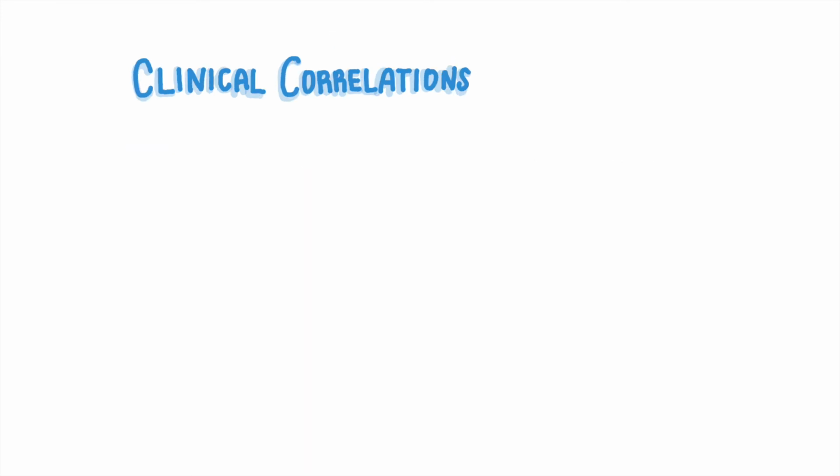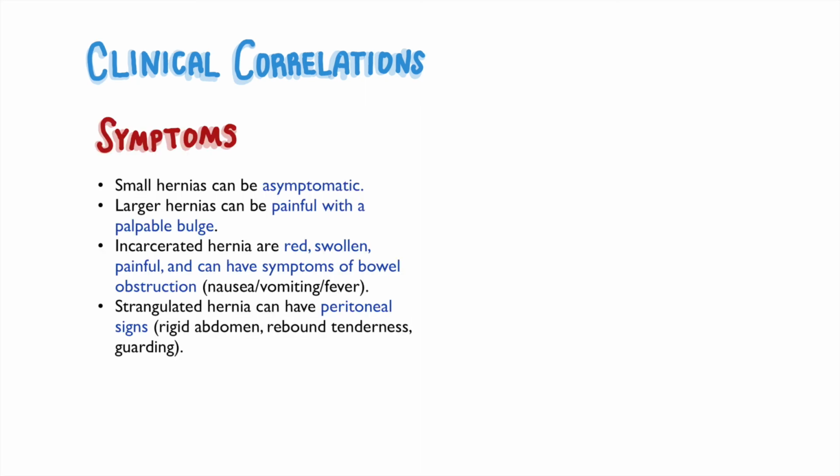Now that we know a little bit more about the anatomy of groin hernias, let's talk about some useful clinical correlations. For symptoms, small hernias can be completely asymptomatic, but larger hernias can be painful with a palpable bulge. Incarcerated hernias occur when the contents can't be reduced back into the abdomen, and they can present as red, swollen, painful, and have symptoms of bowel obstruction, such as nausea, vomiting, and fever.